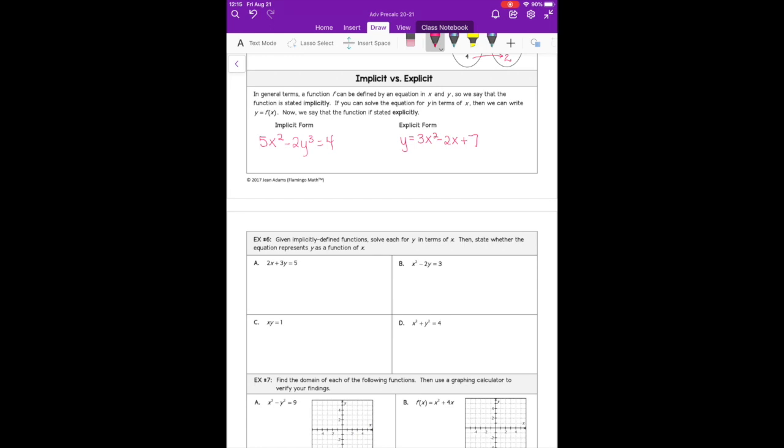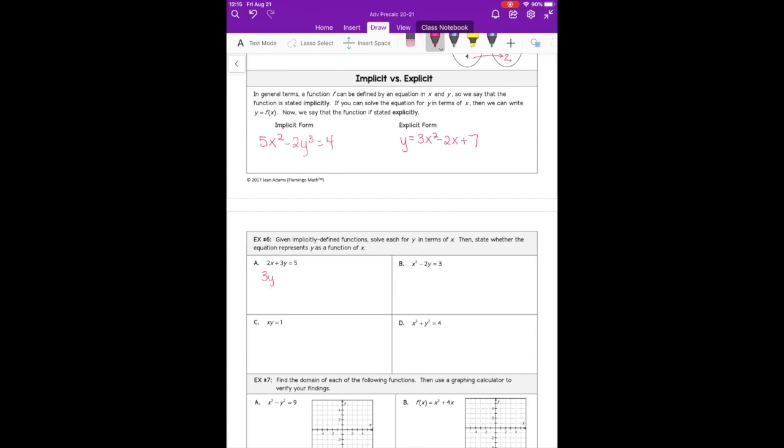All of the examples we are about to look at are in implicit form, and we want to put them in terms of y, and then we're going to look at, when it's in terms of y, is it a function? Because once y is by itself, it's easier to see whether it's a function. So in my first example, it's been a long time since we've done some math.